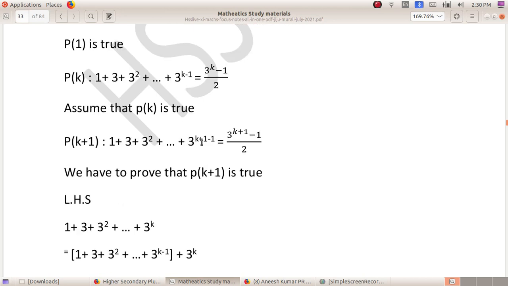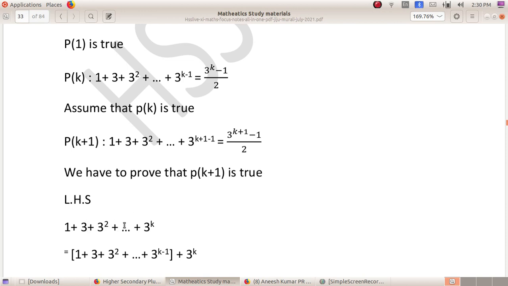Okay. (k+1) minus 1 minus 1 is 0, that is 3 raised to k. Right. So 1 + 3 square + etc. + 3 raised to k is the left hand side of P(k+1). So what about the just previous term? Here see, suppose 1 + 3 square. What is the previous term of 3 square? 3 raised to 1. Okay.